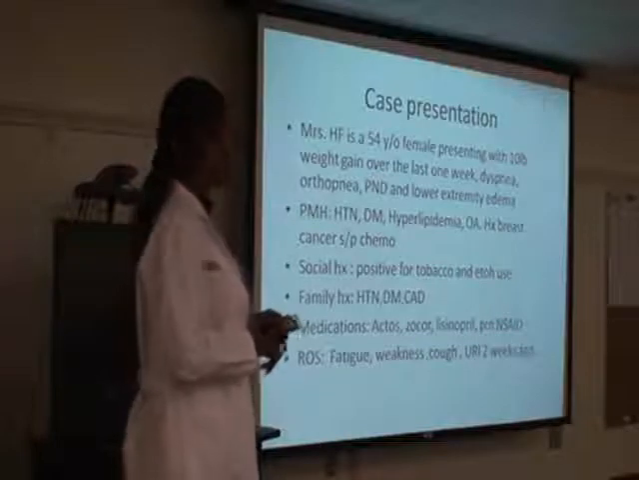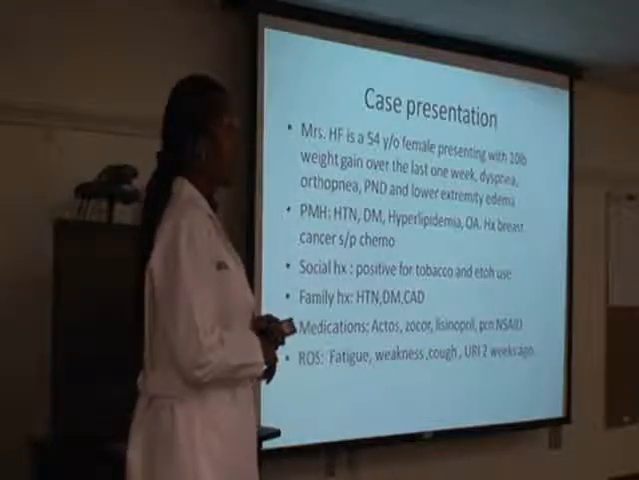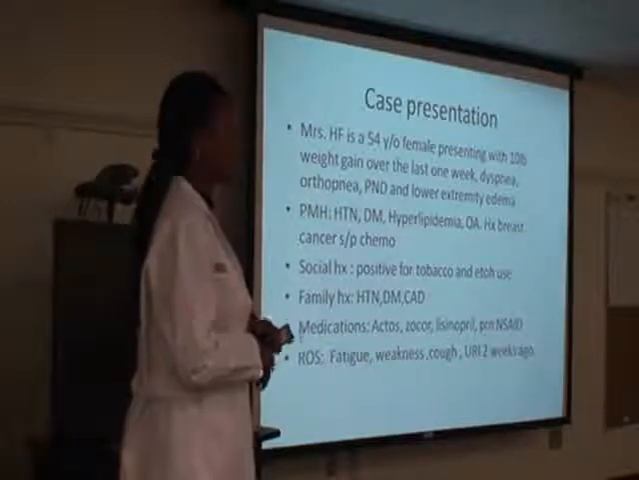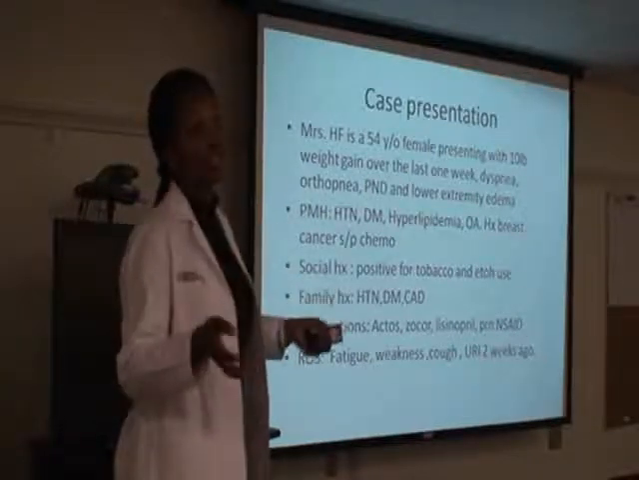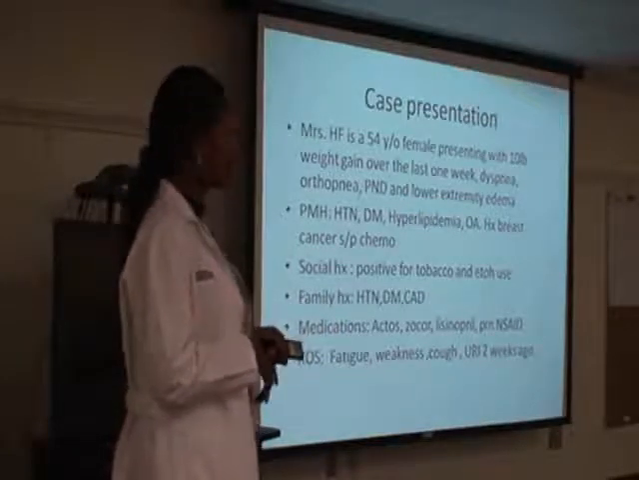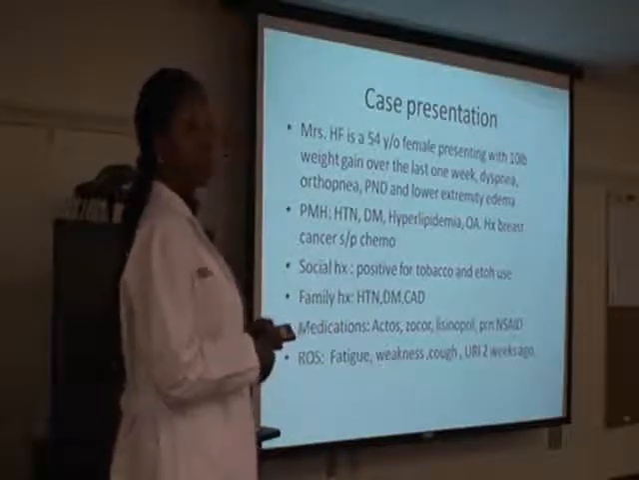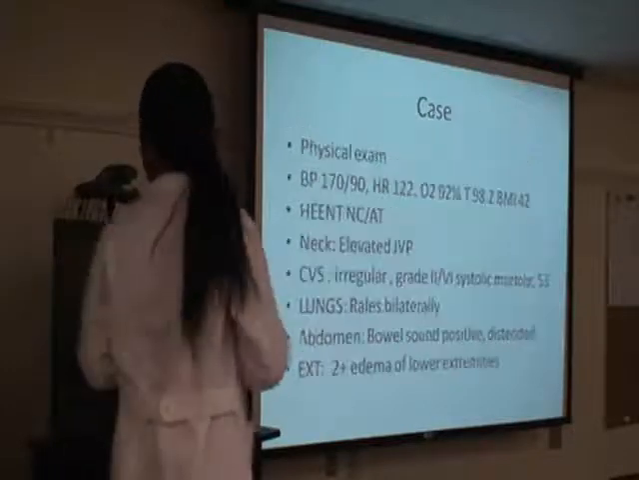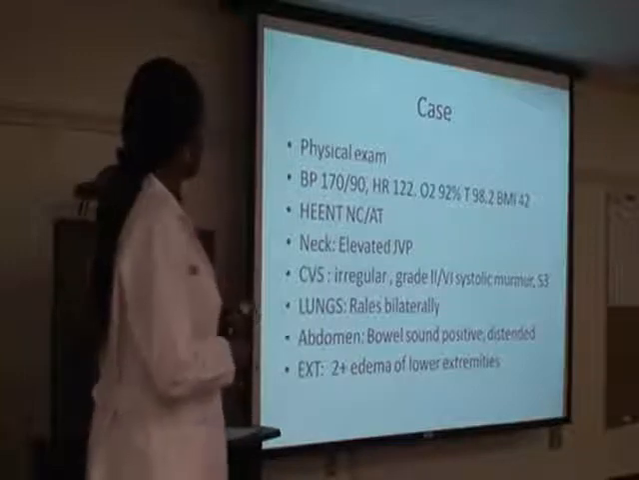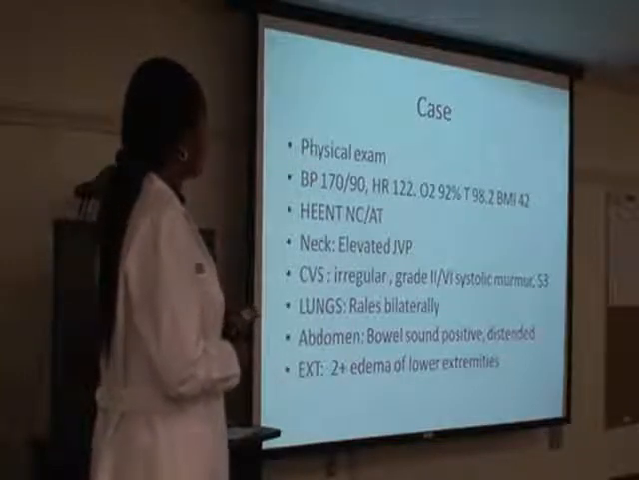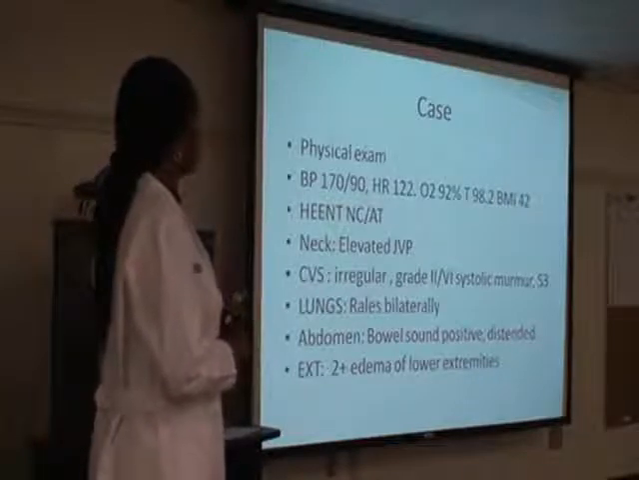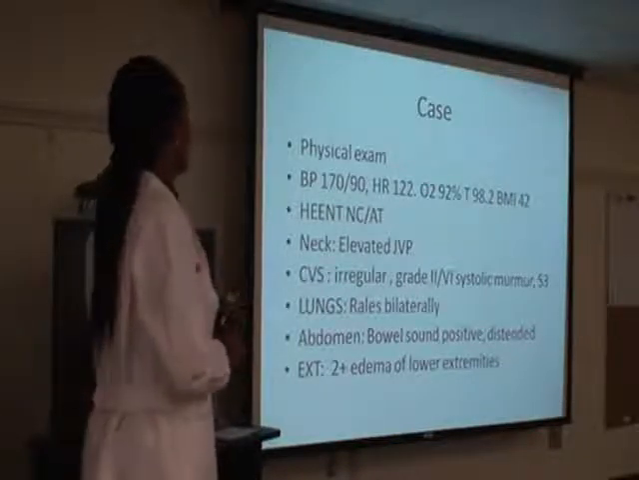Family history is significant for hypertension, diabetes, and coronary artery disease. Medications include Actos, Zocor, Lisinopril, and she takes NSAIDs on occasion for osteoarthritis. Review of systems, she complains of fatigue, weakness, cough, and she had an upper respiratory infection about 2 weeks ago. On physical examination, her blood pressure is 170 over 90, heart rate is 122, oxygen saturation is 92% on room air, her temperature is 98.2, and her body mass index is 42.